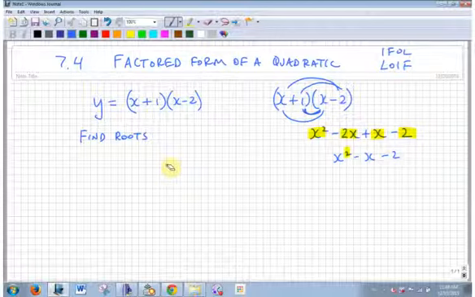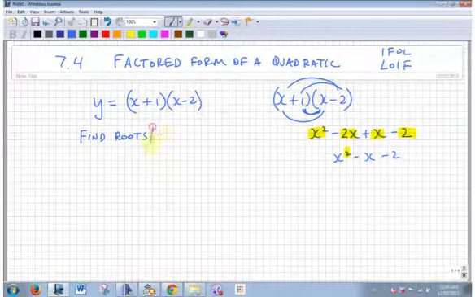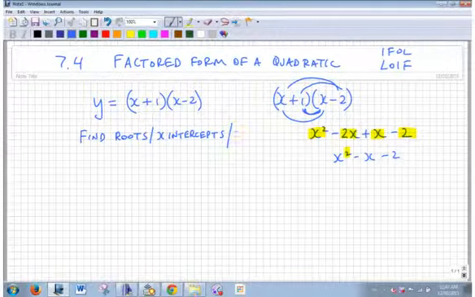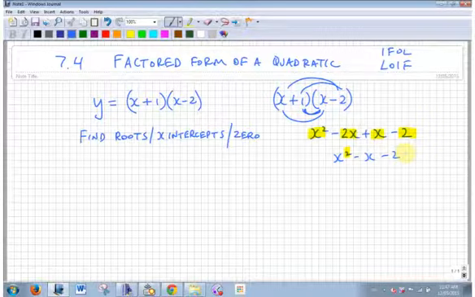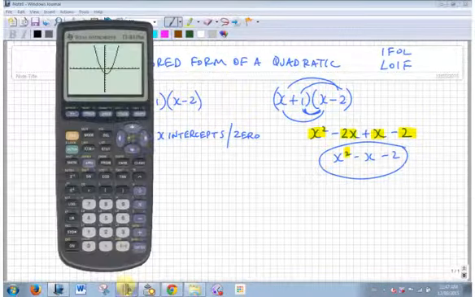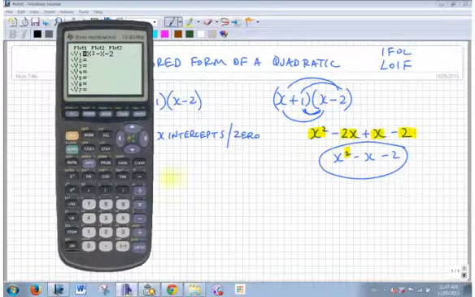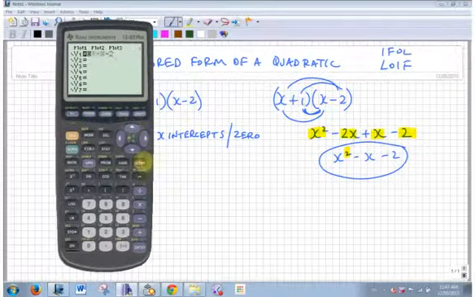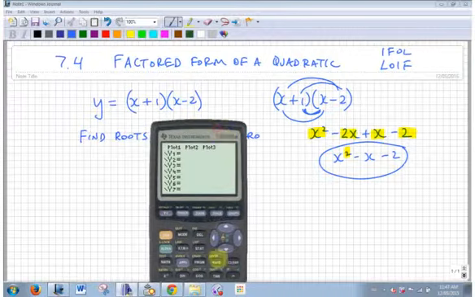What's another word for a root? X-intercept. What's another word for an x-intercept? A 0. That's the one we can use in our calculator and find out. So we know this is the same as this, right? We just multiplied it. Does it matter which one we put in our calculator? You remember the picture of this one? Okay, clear. Let's put that in.